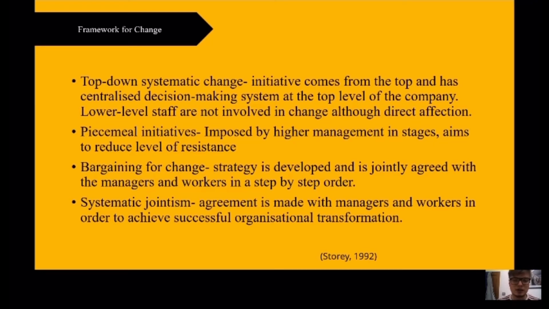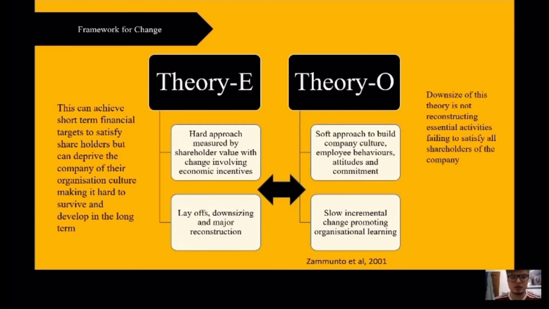And we've got bargaining for change, which is a strategy that is developed and jointly agreed with the managers and the workers in a step-by-step order. And then a systematic joint agreement, which is made with managers and workers in order to achieve a successful organizational transformation. And here we have the theory E and the theory O.